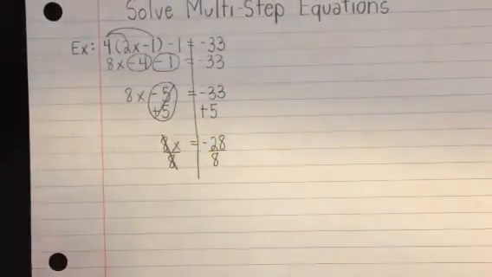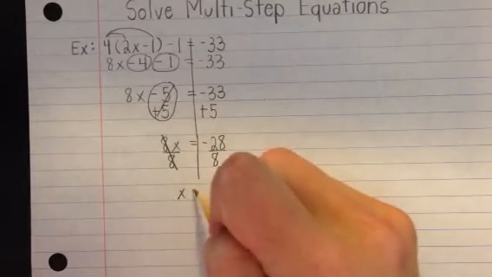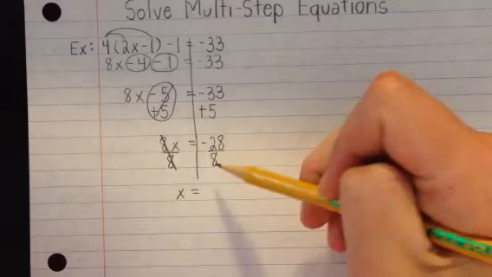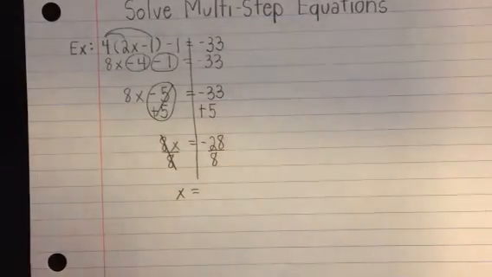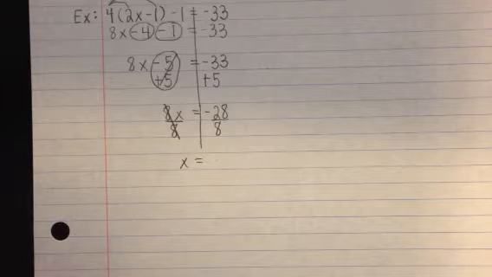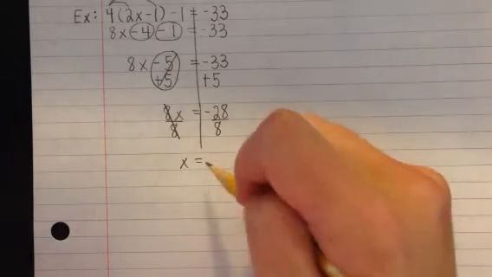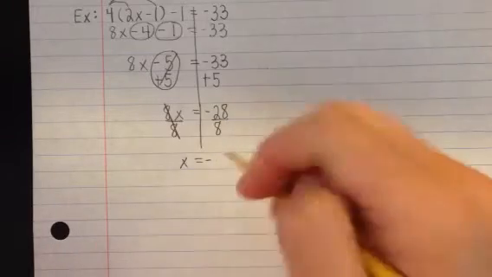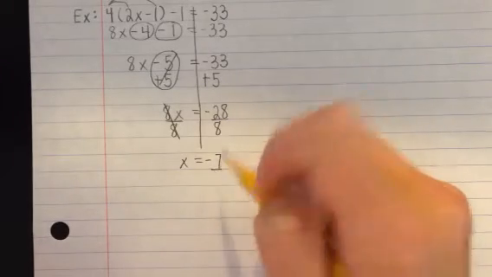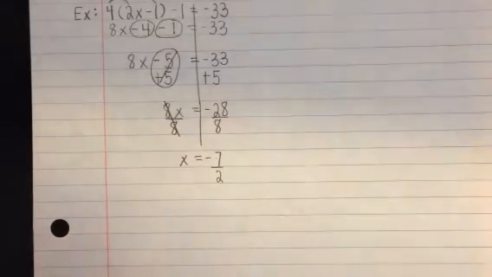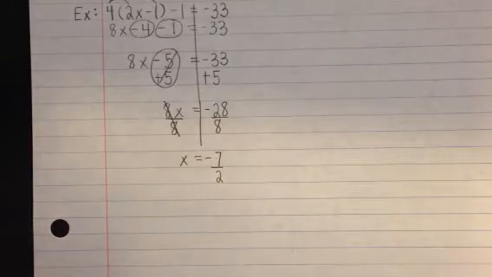So 8 over 8, anything over itself is 1. So it's just x equals, and then negative 28 and 8 don't go into each other evenly, but I can reduce. They're both divisible by 4. So 4 goes into negative 28 7 times, and 4 goes into 8 2 times. So that reduces to negative 7 over 2.